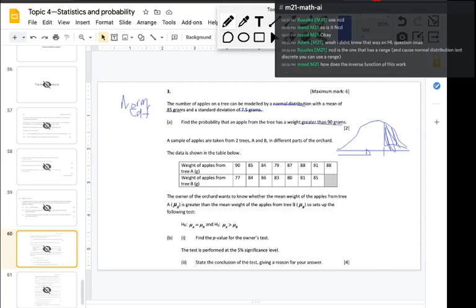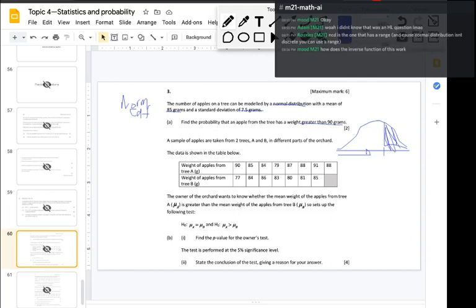How does the inverse function of this work? Okay, we don't really have a question on inverse right now for this one. So for the inverse function, you like graph. Yeah, let's just have a question about that later on and we can cover that.